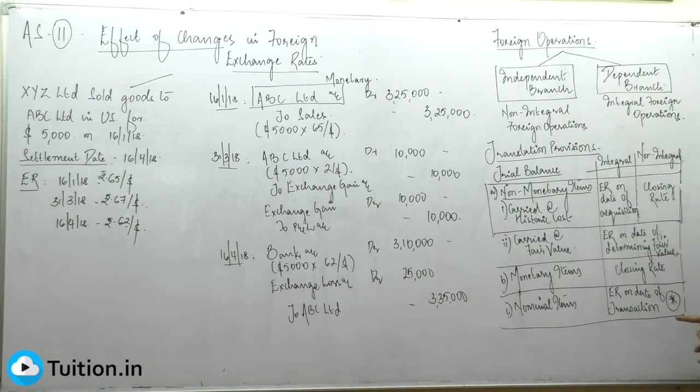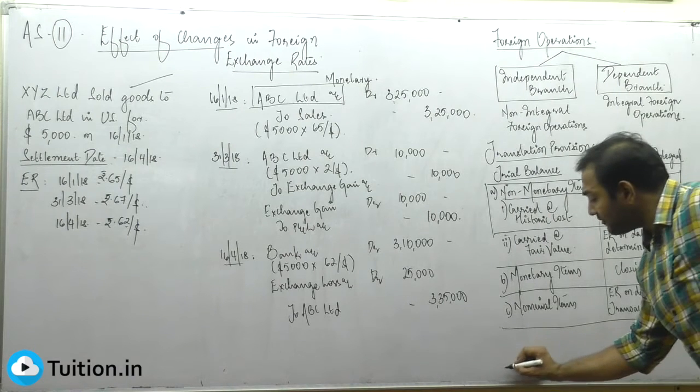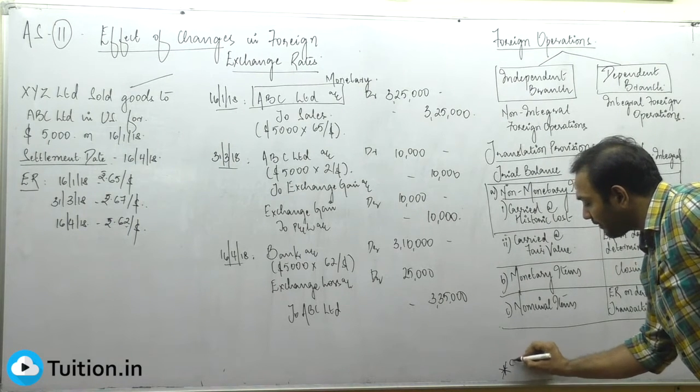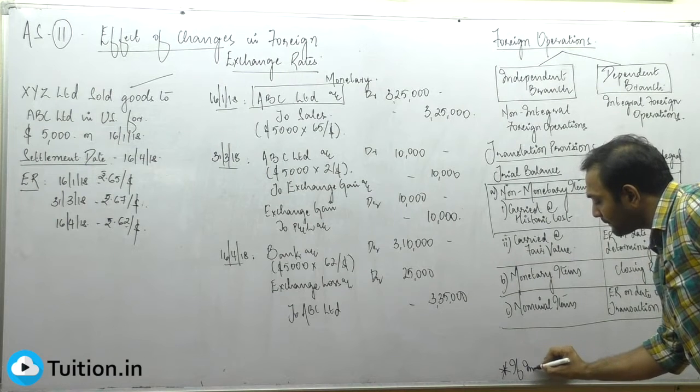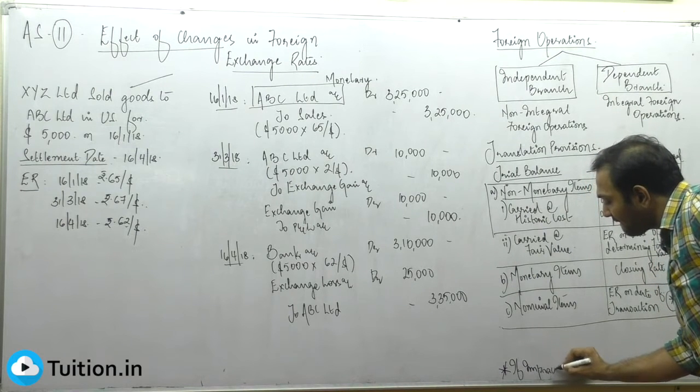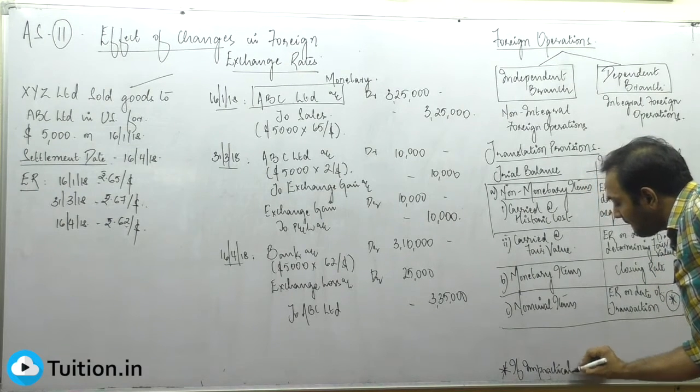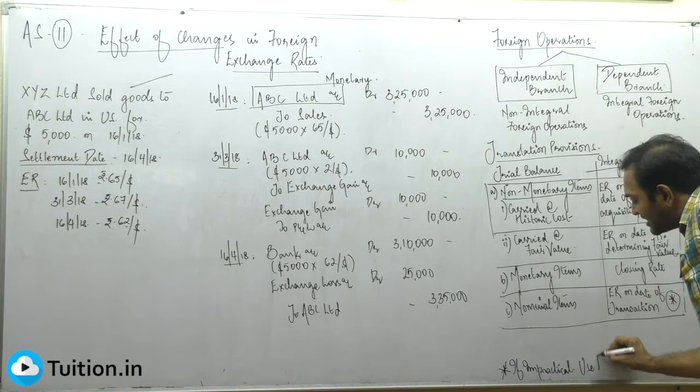So why I put an asterisk is because whenever it becomes impractical, he's saying that if impractical, use average rate.